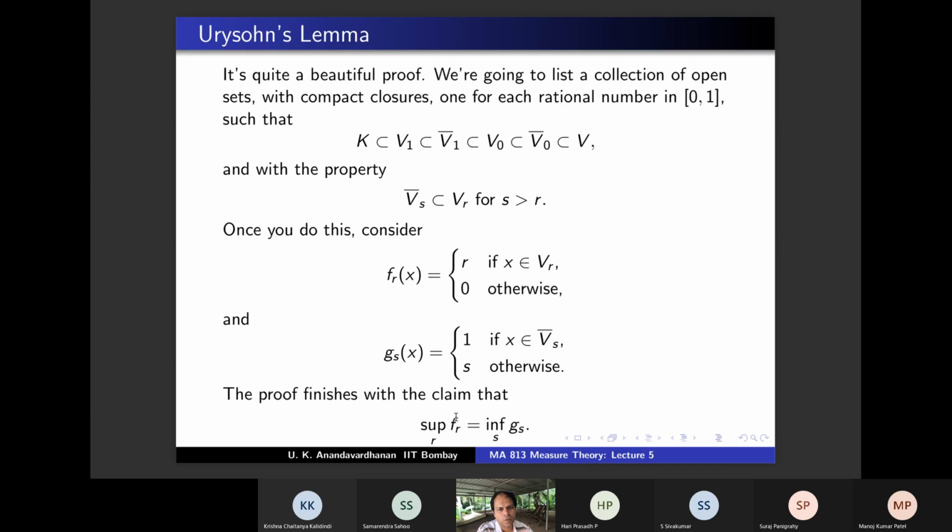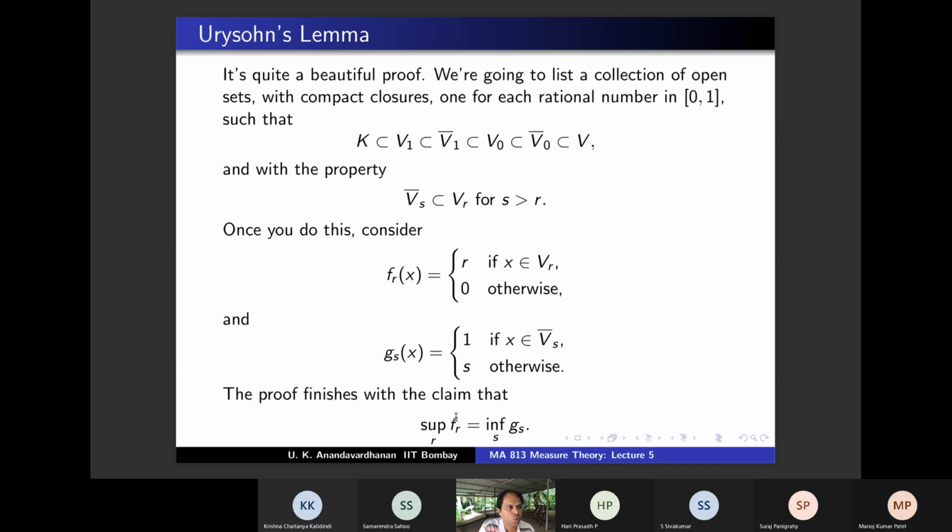No, sir, that's not true. What you know is support of G0 is V0 closure. So if infimum of GS, when you are looking at the support, how does that work? Infimum of GS is non-zero. So what can you say? Here we can take the intersection, so that intersection will be only V0 closure.